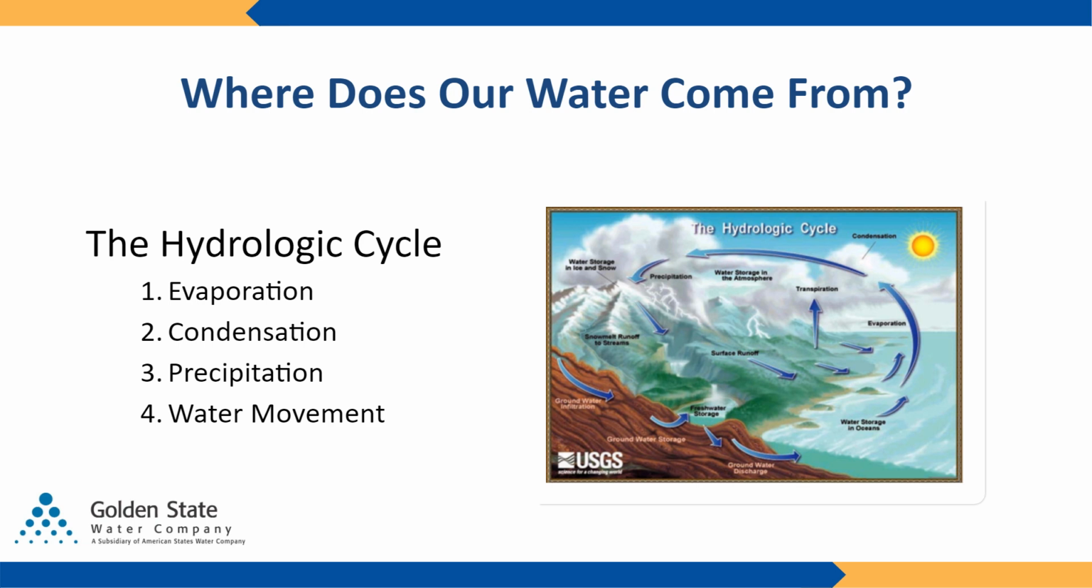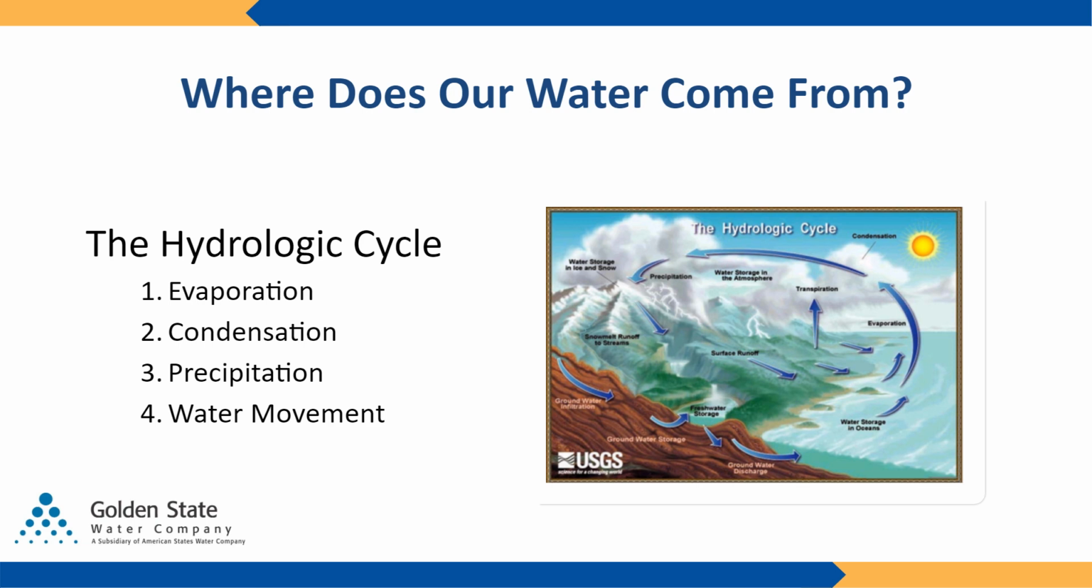The hydrologic cycle starts with evaporation. Heat from the sun causes water to evaporate and rise into the sky. Water vapor collects in the sky in the form of clouds. As the clouds cool down, vapor becomes water again and falls from the sky in the form of rain, snow, hail, or sleet. This process is called precipitation.